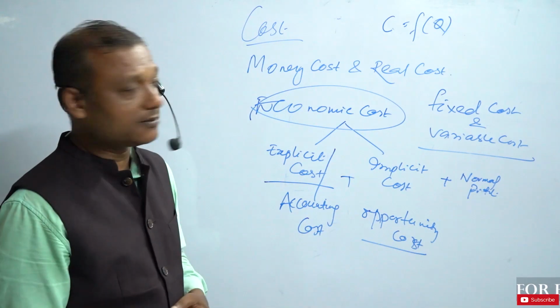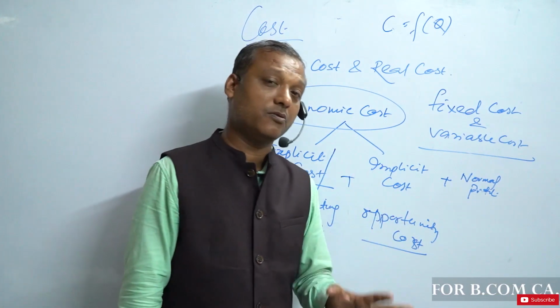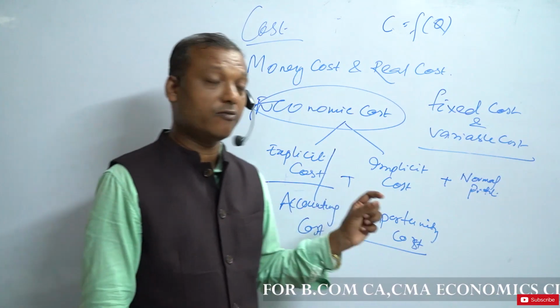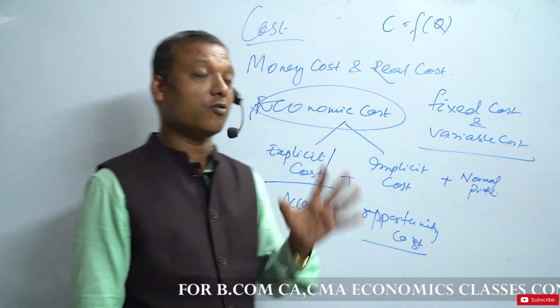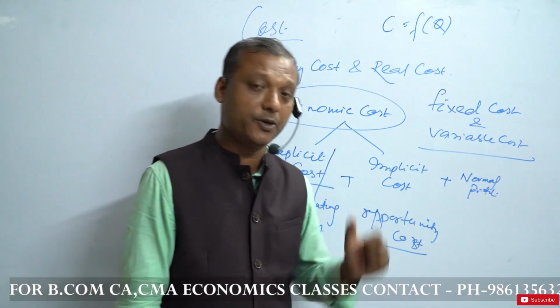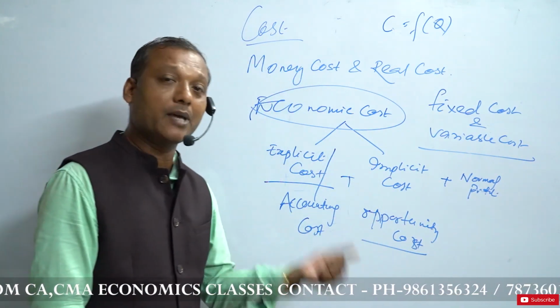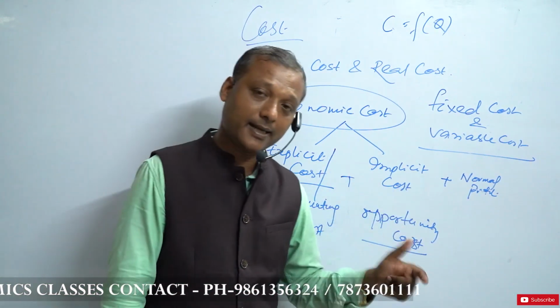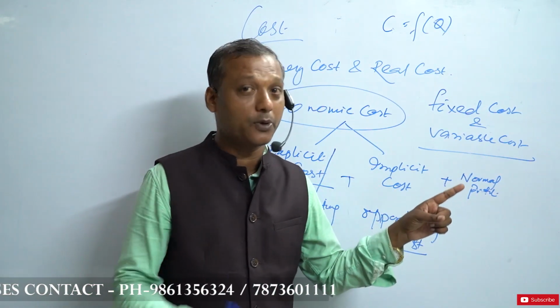One more I can tell you. Fixed cost will never be zero, but variable cost can be zero. Fixed cost will never be zero in the sense that when you start production, you have to arrange the land for that. If you arrange the land, then you have to pay for that, although you produce or not.